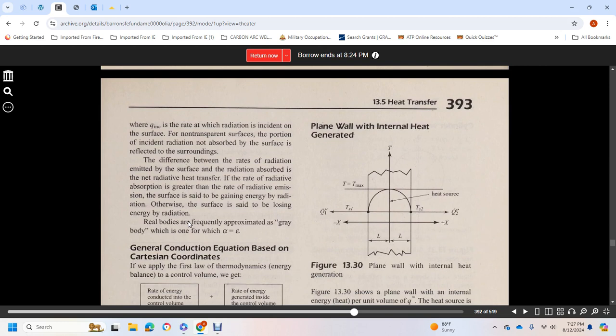The difference between the rates of radiation emitted by the surface and radiation absorbed by the surface is the net radiative heat transfer. If the rate of radiation absorption is greater than the rate of radiation emission, the surface is said to be gaining energy by radiation. Otherwise, the surface is said to be losing energy by radiation. Real bodies frequently approximate a gray body.